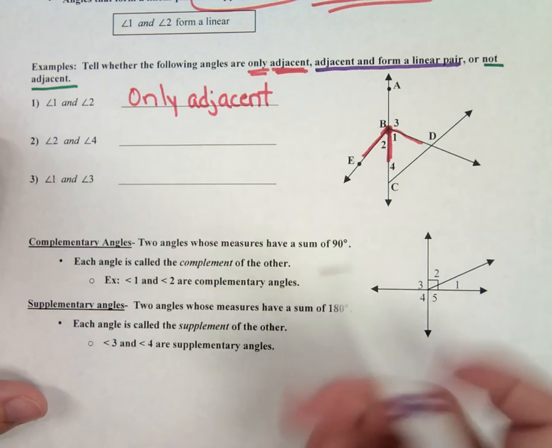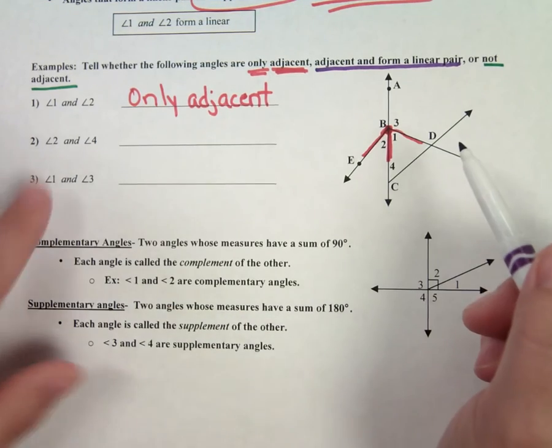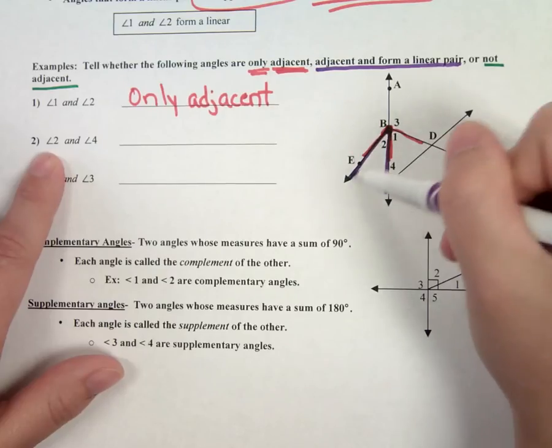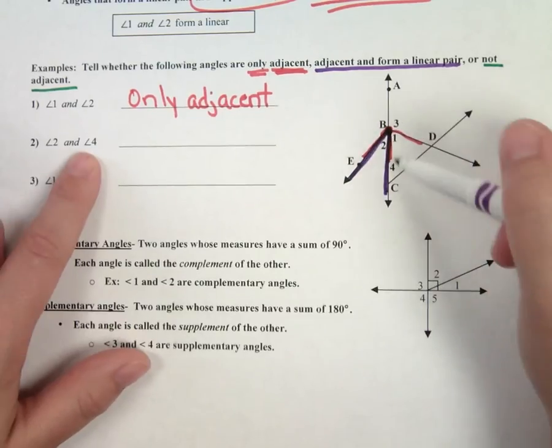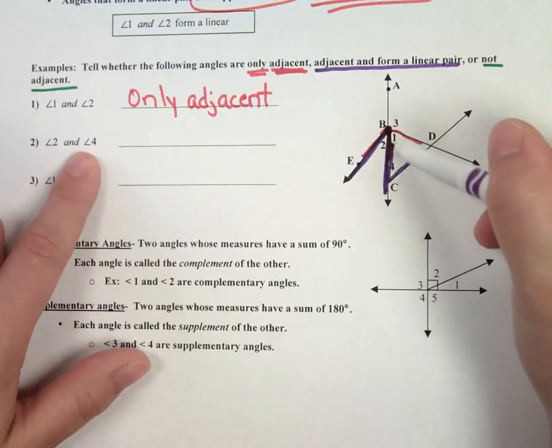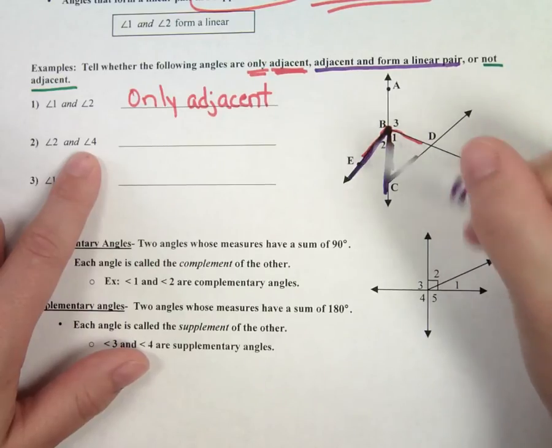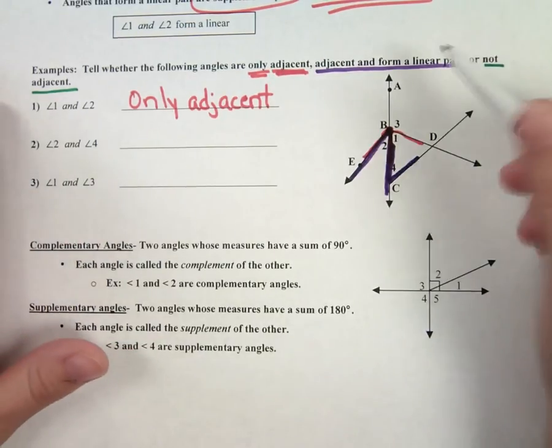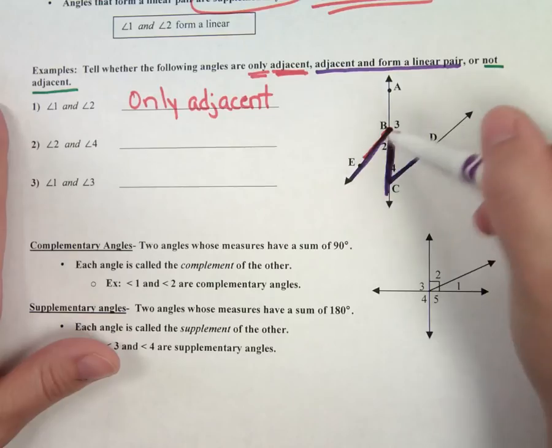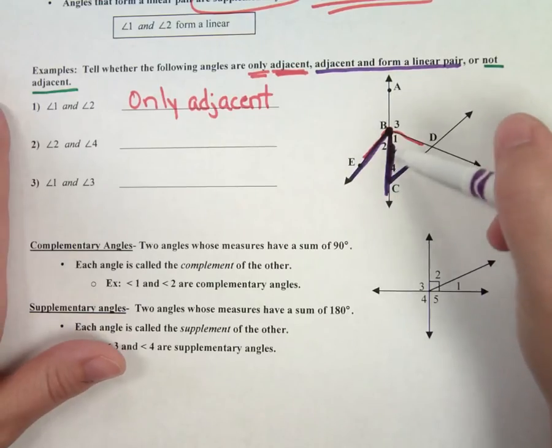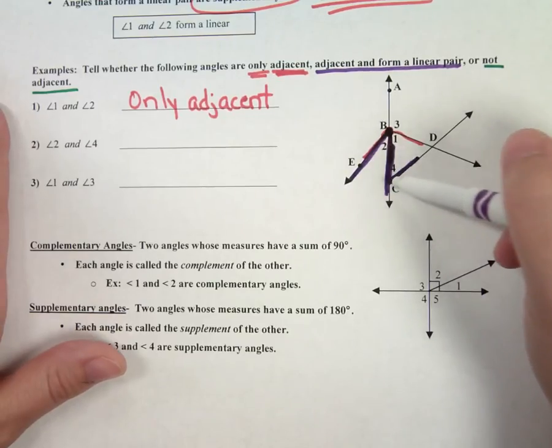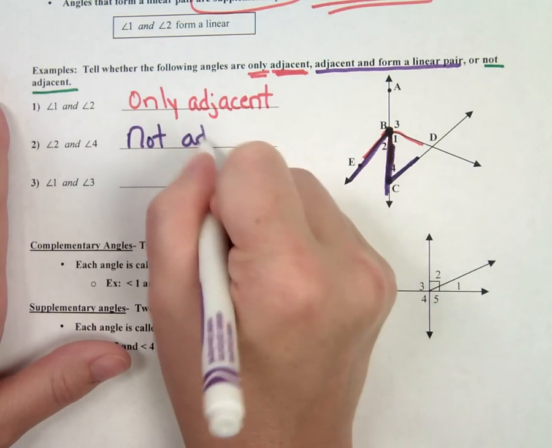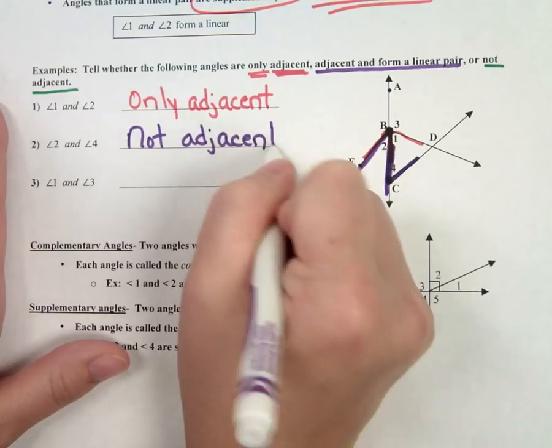Okay, number 2 talks about angle 2 and angle 4. So let's look. Angle 2 is right here. And let's look where angle 4 is. Angle 4 is right here. Do these two angles look like they're adjacent? No, they don't share a common vertex. Angle 2's vertex is right here. Angle 4's vertex is right here. They don't have the same vertex, so these are not adjacent. So if they're not adjacent, there's no way they can form a linear pair.